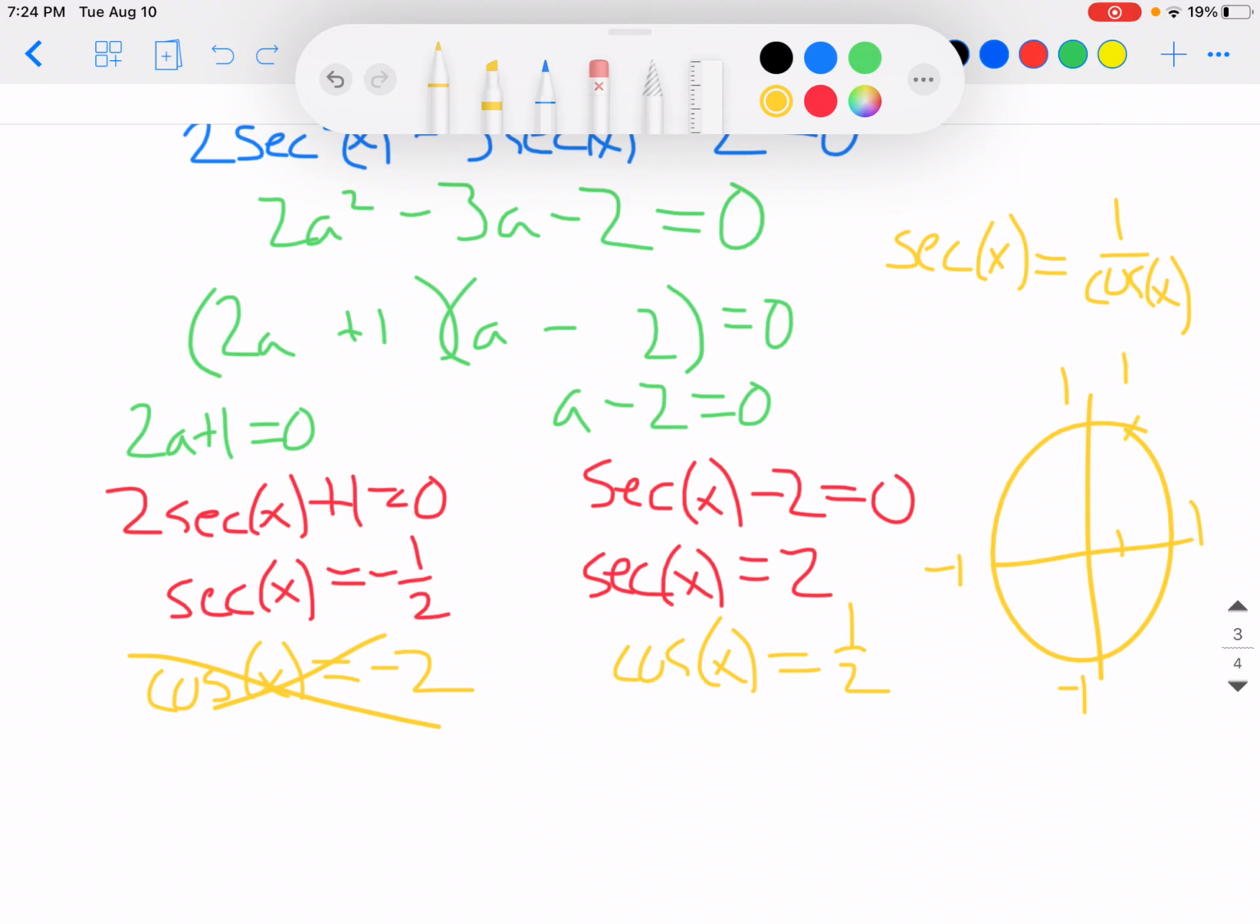And so that's going to be at pi over 3, and then 5 pi over 3. And there we go. Those are our solutions to this trig equation.